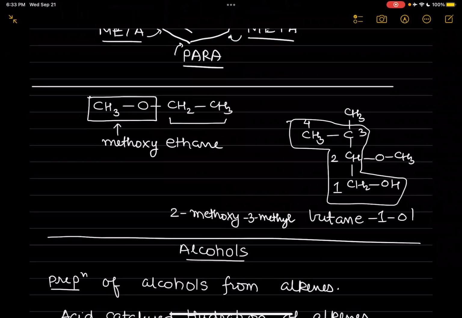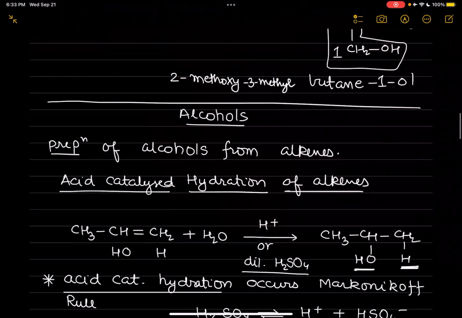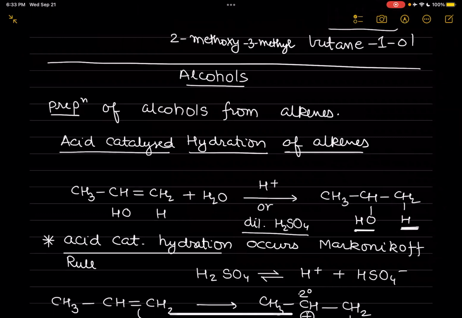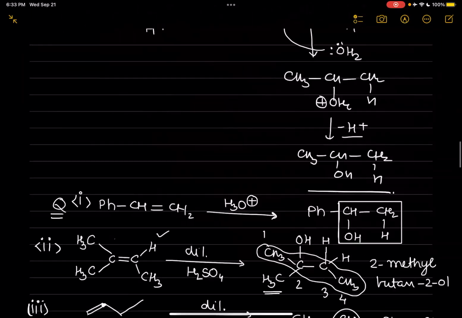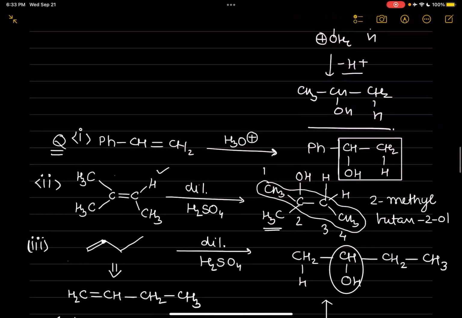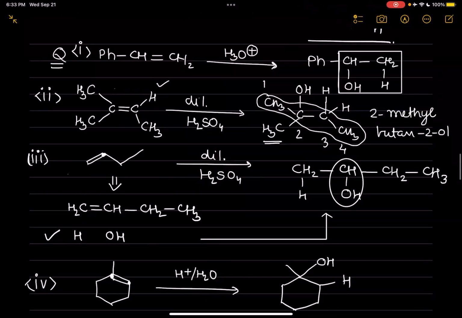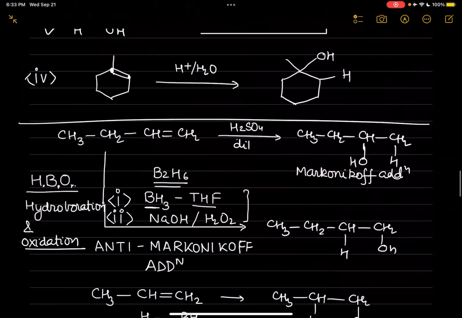Water in the presence of dilute esters. So that is acid catalyzed hydration, and that is Markovnikov addition of water. H plus will attach itself to the carbon atom getting more number of hydrogens, and OH minus will always be inside. That's what we have seen.